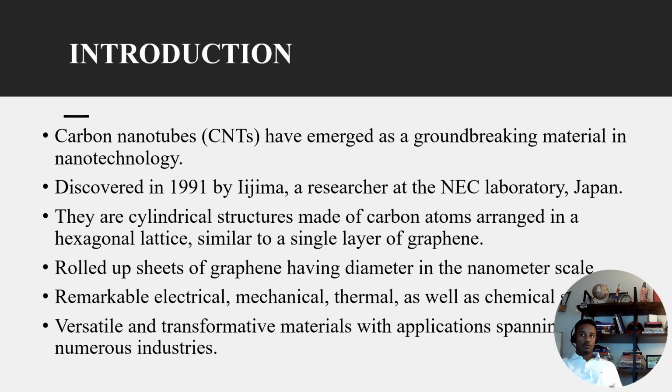These carbon nanotubes are cylindrical structures made of carbon atoms arranged in a hexagonal lattice, similar to a single layer of graphene. What makes them different is they're like rolled up sheets of graphene that have a diameter in the nanometer scale. Carbon nanotubes have remarkable electrical, mechanical, thermal, as well as chemical properties, which makes them ideal for a variety of applications in a range of industries.